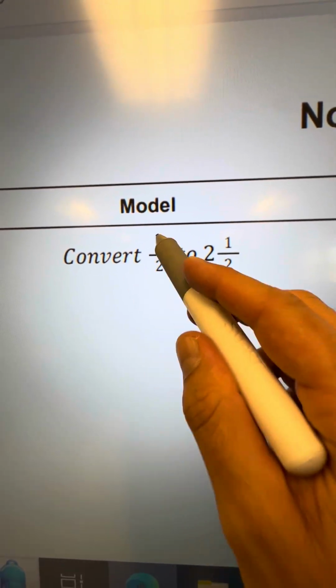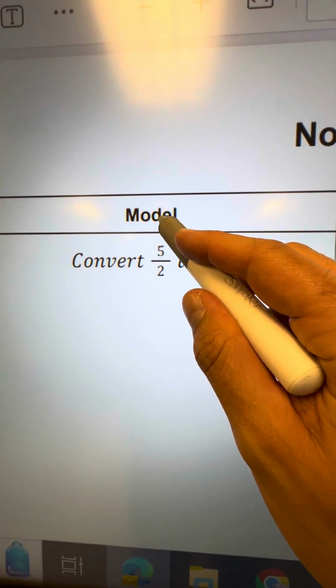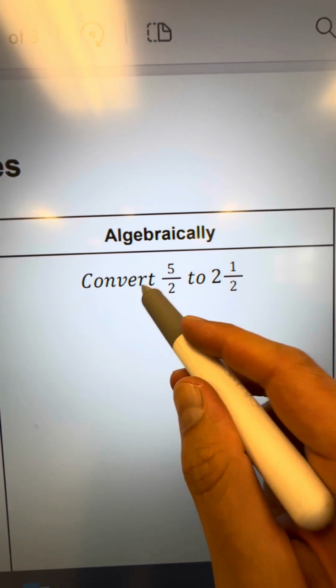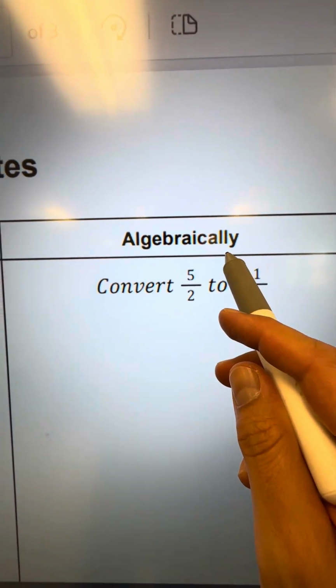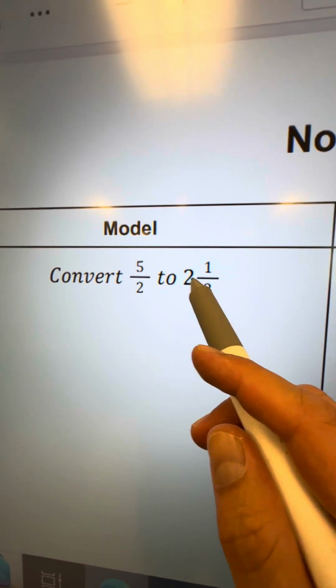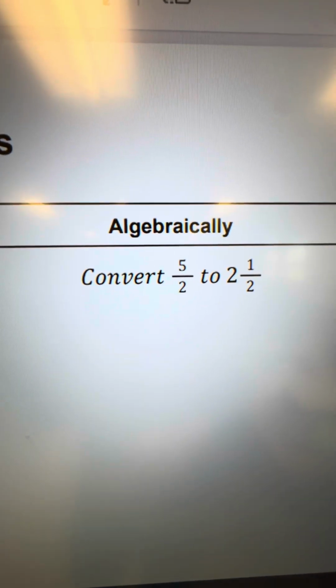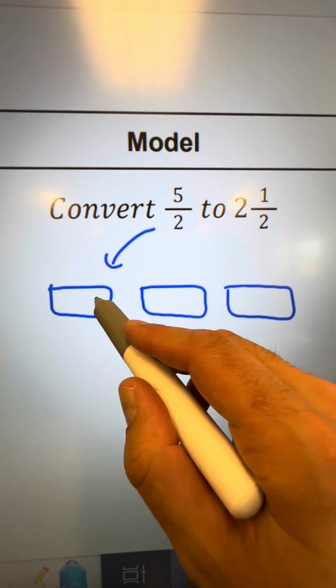I'm going to show you how to convert 5 halves to 2.5 using a model. And then afterwards, I'm going to show you the same thing, but we're going to do it algebraically. In other words, we're going to show this with a picture and show it without a picture. The first thing you're going to do is draw the rectangles.